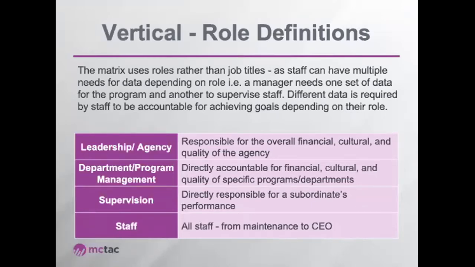So that's why we looked at this vertical look through the agency in terms of job functions rather than titles, sorry. And when we look at our data for individual staff, we're not just talking about individual productivity standards maybe, but we're also talking for all staff across the agency, that anybody who works in an agency needs to have data to manage their performance. And that includes a CEO, and it includes maintenance staff and everybody in between.